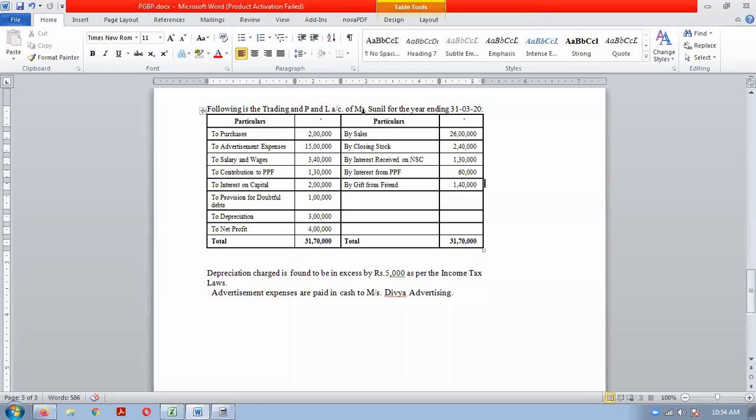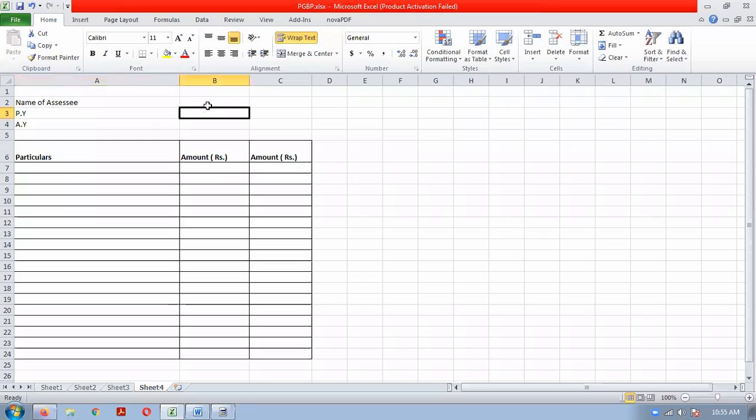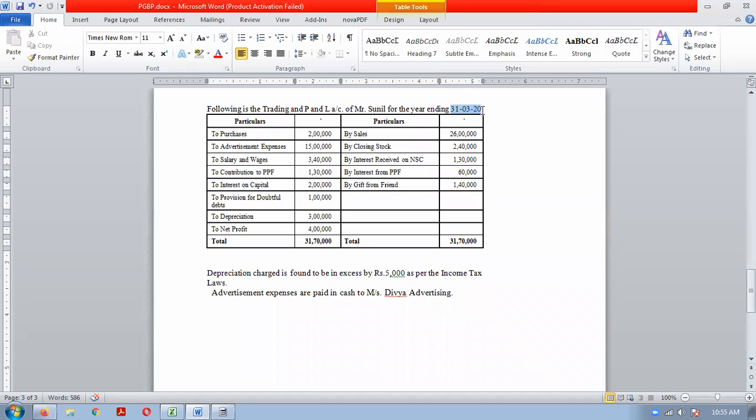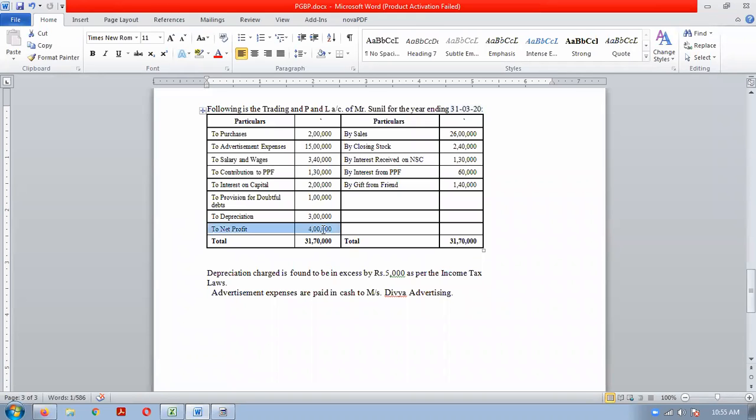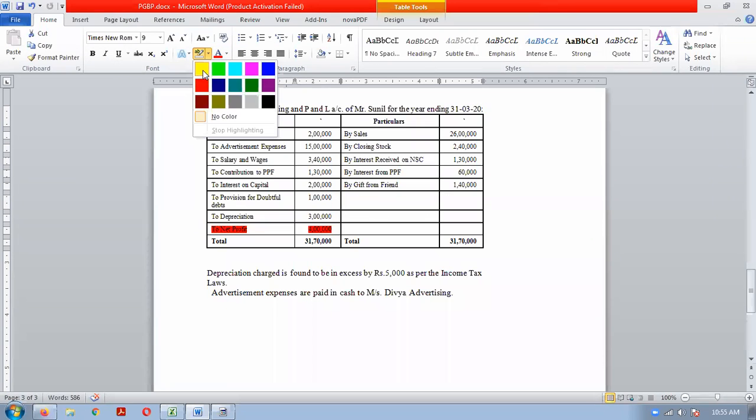So trading and profit and loss account of Mr. Sunil. So name of the assessee is Mr. Sunil. Previous year 31st March 2020 means 1920. So if previous year is 1920, what will be the assessment year? 2021. Okay, so always we will start with net profit as per profit and loss account.